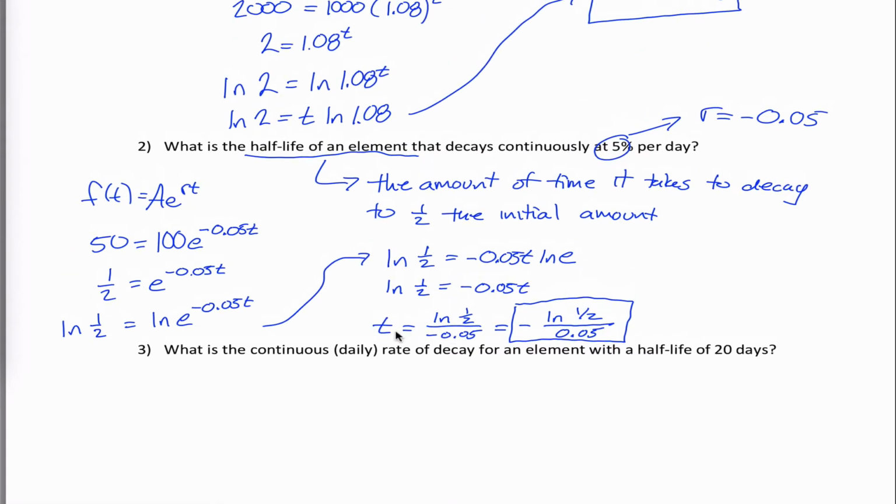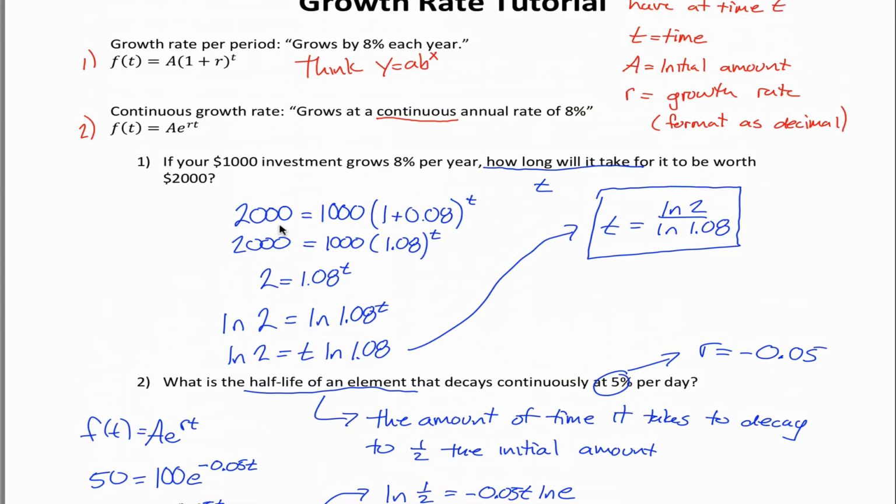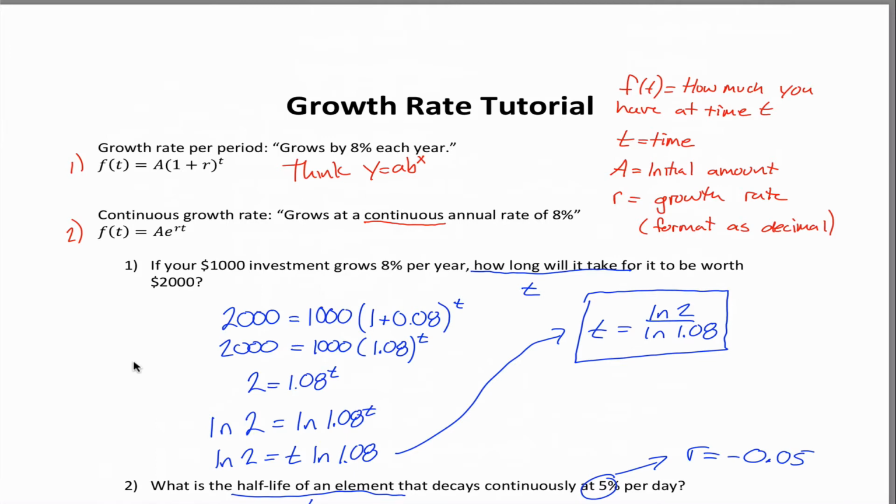So this one's a little bit different, although what you'll see is it's almost the same. First thing is continuous. I'm looking for a continuous rate. Oh, right, that's that key word. That tells me I'm using the second formula and not the first formula.